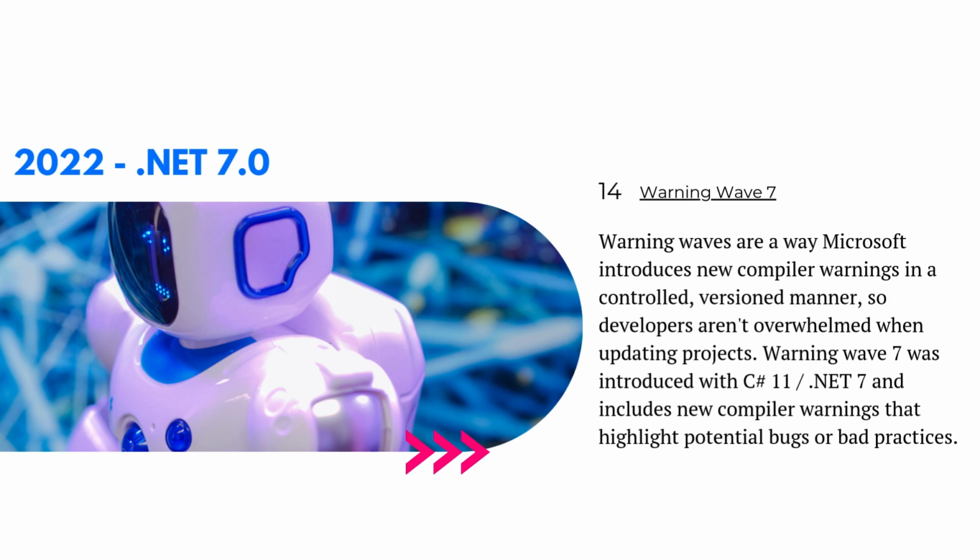Warning waves are a way Microsoft introduces new compiler warnings in a controlled, versioned manner, so developers aren't overwhelmed when updating projects. Warning Wave 7 was introduced with C# 11, .NET 7 and includes new compiler warnings that highlight potential bugs or bad practices.